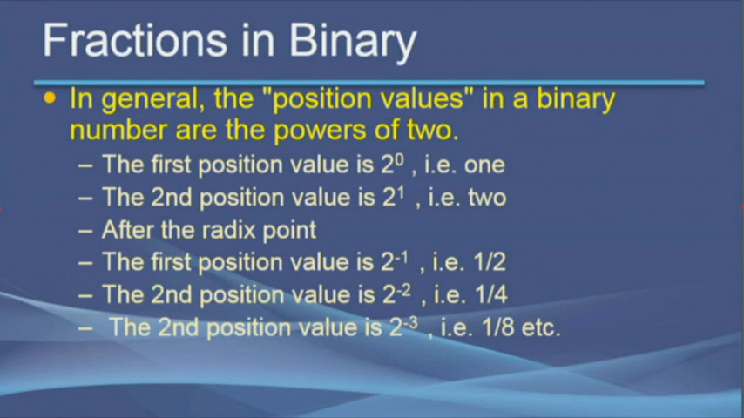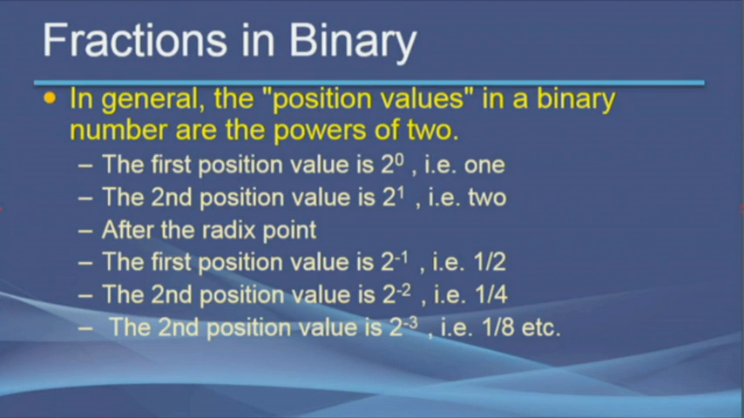In general, the position values in binary numbers are really important, as they are powers of 2. As you can see, the first position value is 2 to the power 0, which means the decimal value is 1, and the second bit position is 2 to the power 1, the decimal value is 2.